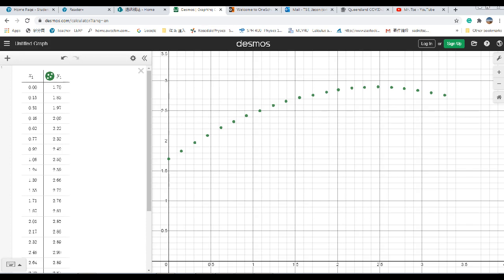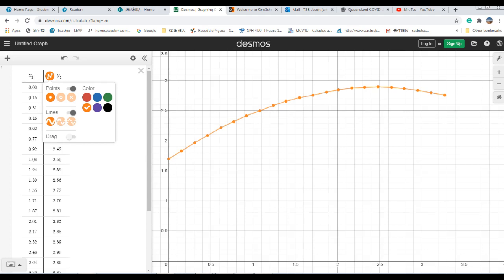If you want to see the line, you could click on the green dot. If you want to change color, you can. And if you want to use a line, you could use this one, and you could join the points together. That's your preference.